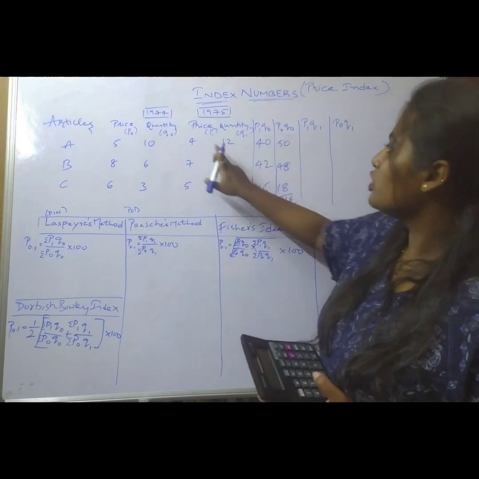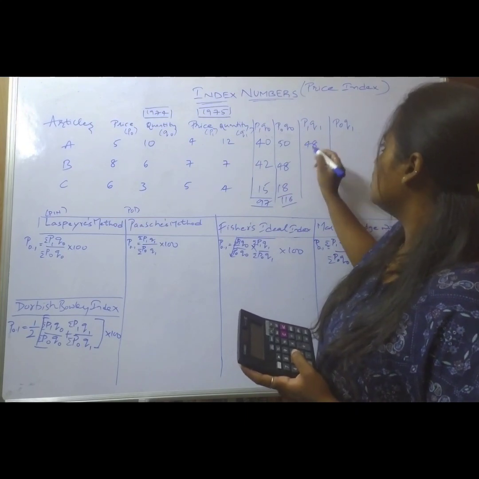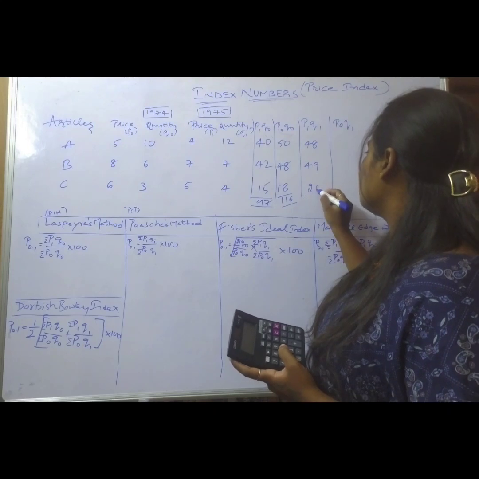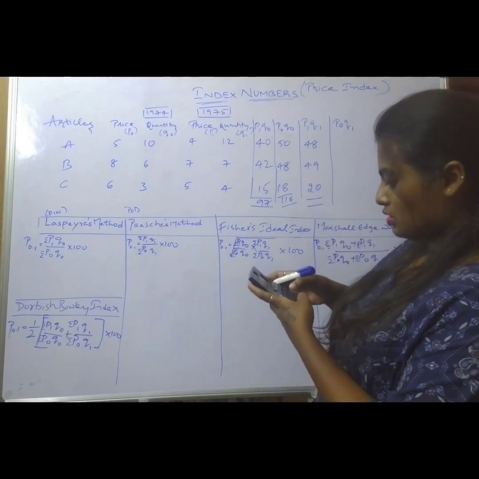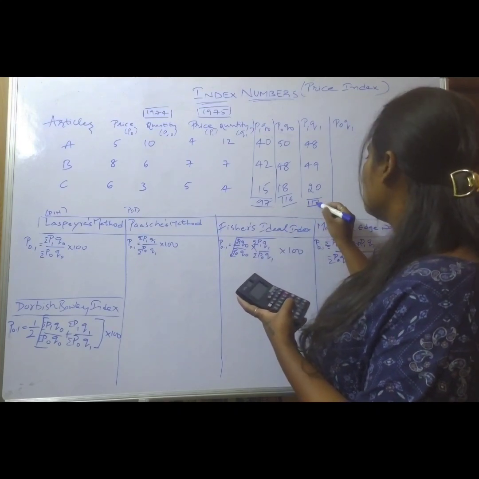P1 into Q1. So P1 series into Q1 series. 4 into 12 is 48. 7 into 7 is 49. 5 into 2 is 20. Now summation of this, 48 plus 49 plus 20, is 117.